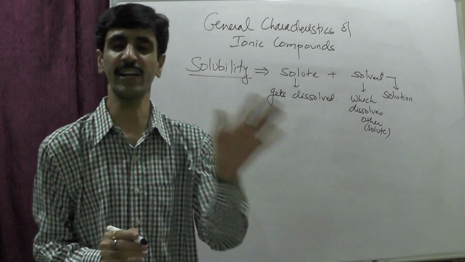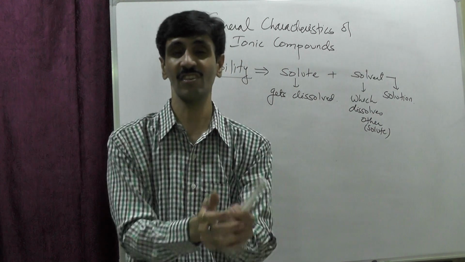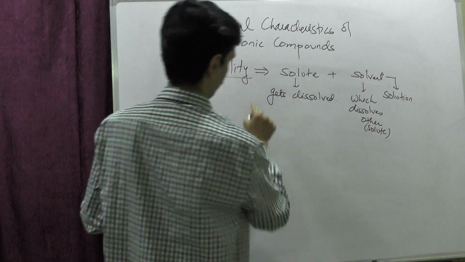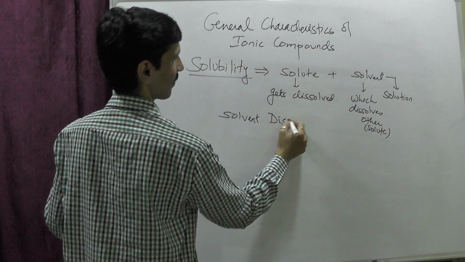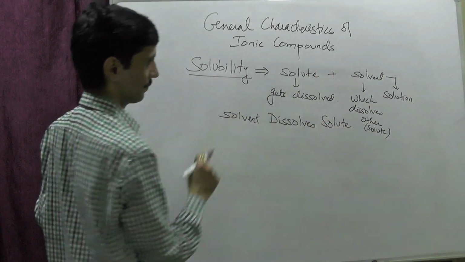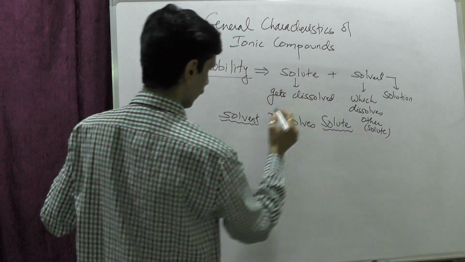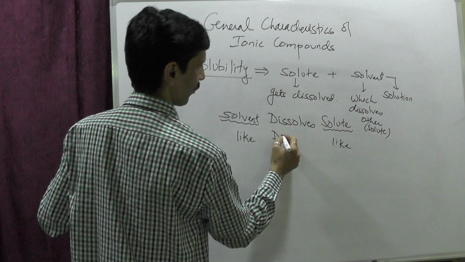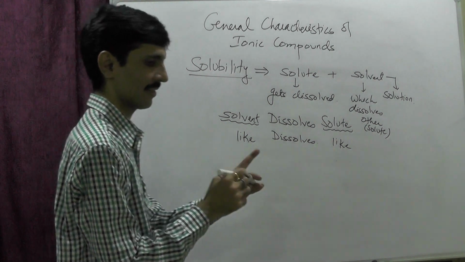ठीक है, next point is generally, वापस से बोल देता हूँ, specifying this word generally because there are exceptional cases. So generally the principle is, on the basis of what you have understood, हम क्या बोलते हैं? Solvent dissolves solute. ठीक है ना? Solvent dissolves solute. Now what I do is I replace these two words by like. Okay, और यहाँ पे तो मैं वही रखूँगा, that is dissolves. So I'm replacing the word solvent and solute by what? Like.